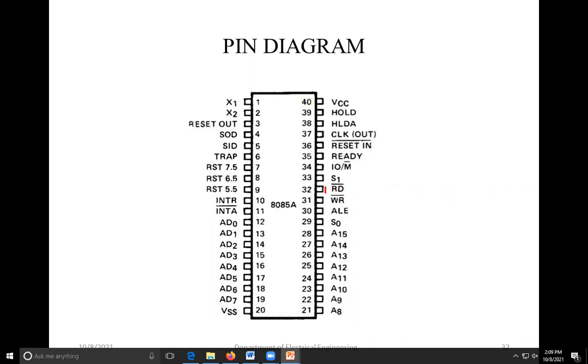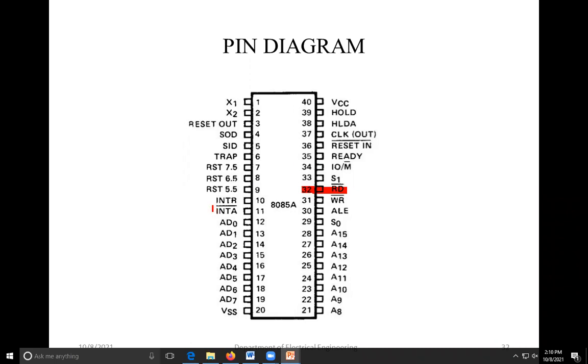RD bar means, to activate the pin number 32, we are required to give a low input, that means zero voltage, to this 32 pin. Then our pin will be activated, which means the processor is doing the work of reading. Remember this, this is the RD bar.